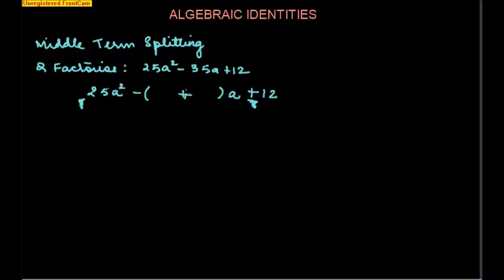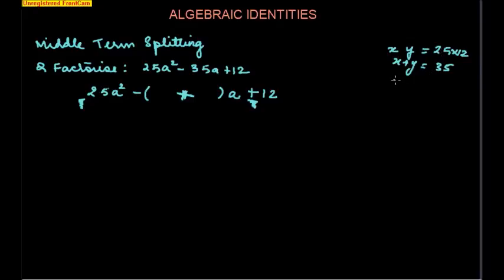Now, what does the middle term splitting say? It says that we need to find two numbers whose product is 25 into 12. Let us say the two numbers are x and y. So x into y is 25 into 12, and x plus y is equal to 35. We need such two numbers. How do you get them? Please remember, never ever multiply 25 and 12.